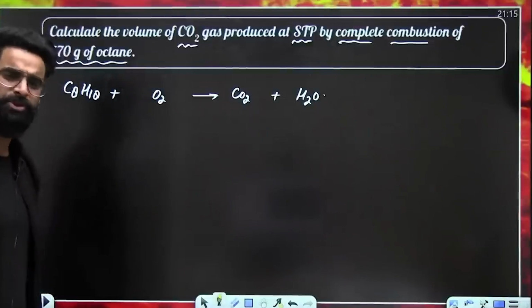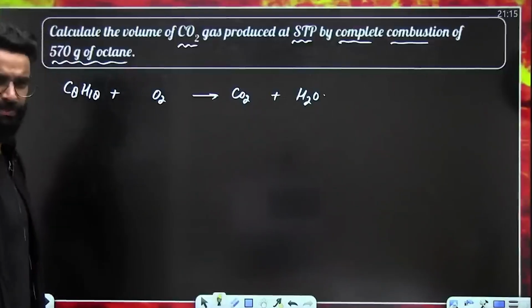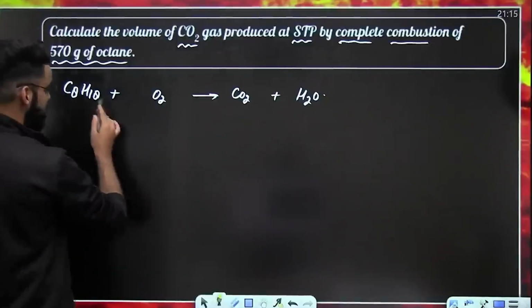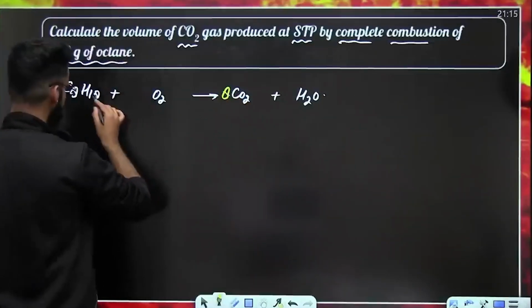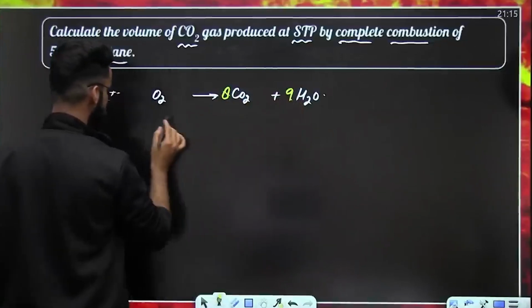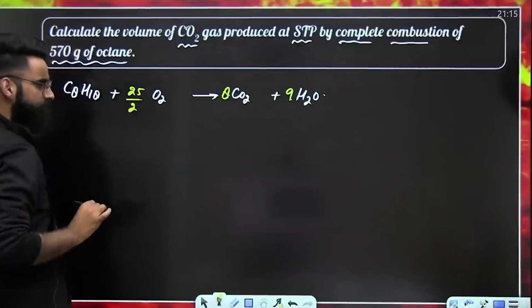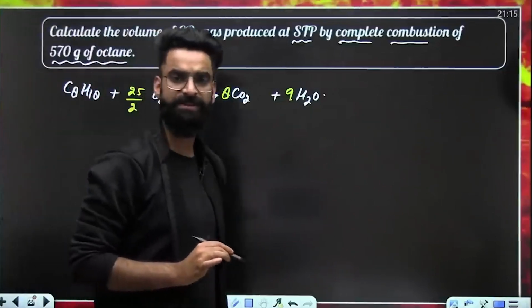Now, since we are using stoichiometry, which method are we using? We are going to use the mole method. In the mole method, what do we do? We first of all try to balance the reaction. This is 8, so this has to be 8 times. 18 has to be 9 times. This will be x plus y by 4, which makes it 25 by 2. Correct? The reaction is done.